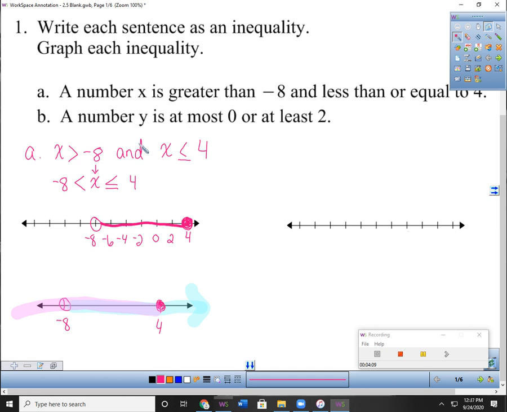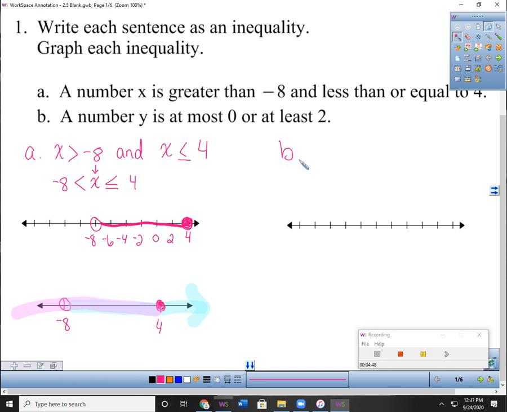So when you have an and statement, I would say 9 times out of 10 at least, it shades in between. Every now and then you'll get one that says it's greater than this number and greater than this number. Then they're shaded both on this side, right? So you kind of have to be careful. Most of the time, though, it's in between. And if it's not, you'll figure that out when you write your statement right here, okay?